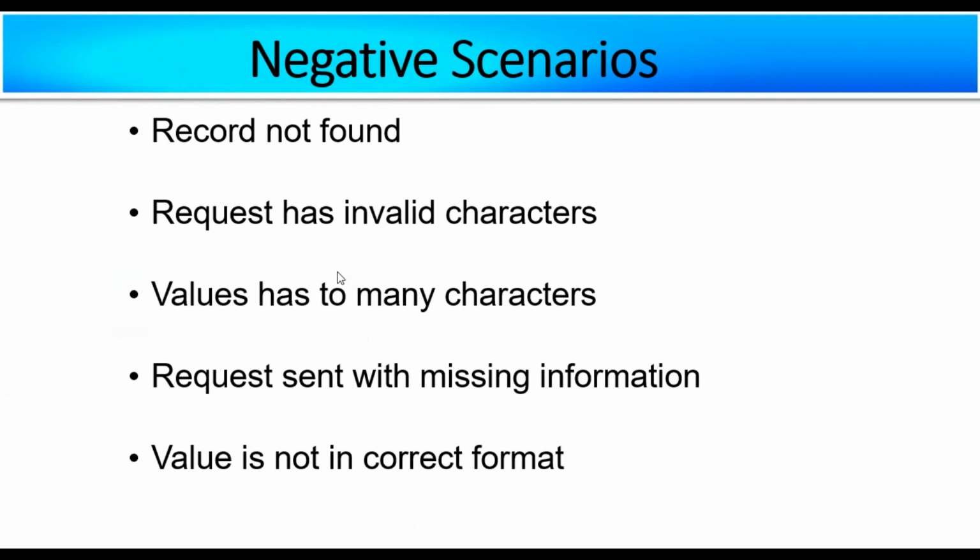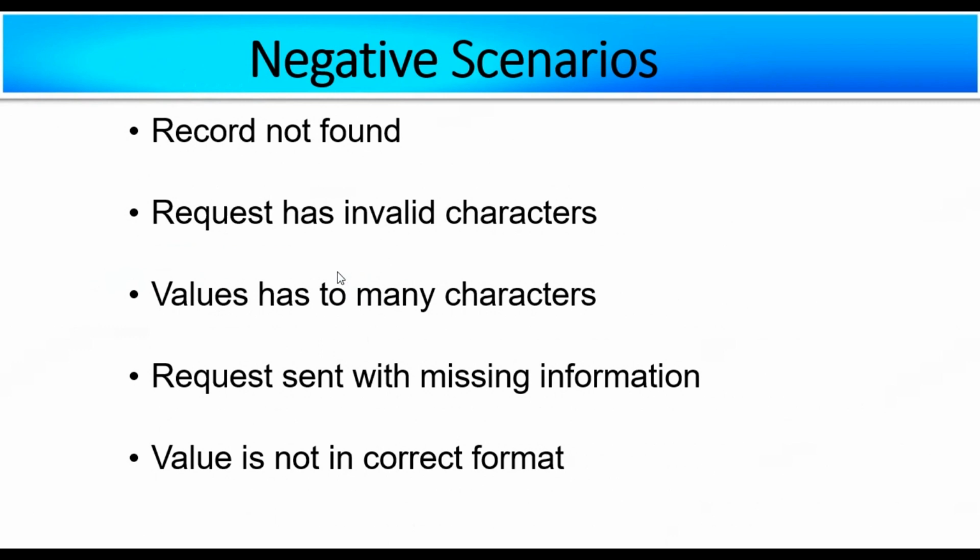And the fourth scenario we have is when we are sending an API request with missing information. For example, that particular API request body should contain all the fields, such as first name, last name, date of birth. If you are not sending any one of those fields, we will get the bad request error with the 400.